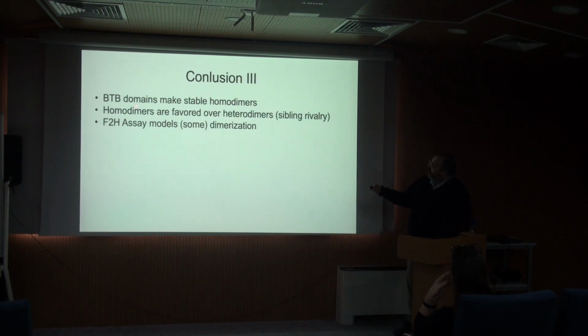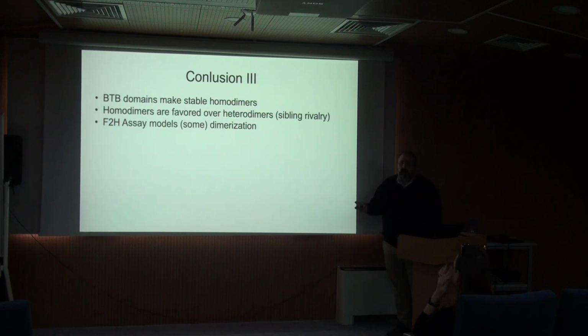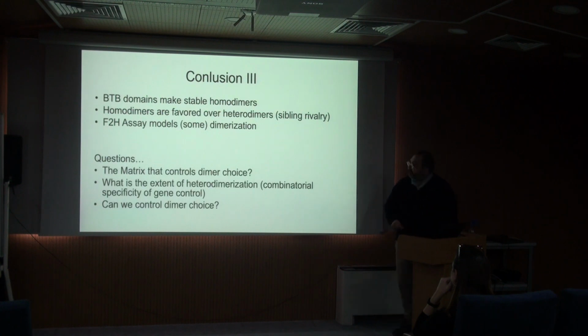The homodimers we think are favored over heterodimers. We don't really know why this is. We could only identify one heterodimer. This is what I meant by sibling rivalry in the title of the talk. I think of these BTB domains as siblings, and because they're so similar to each other, but they don't like each other, it seems. And we've been using this F2H assay, fluorescent two hybrid assay, to model these dimerizations.